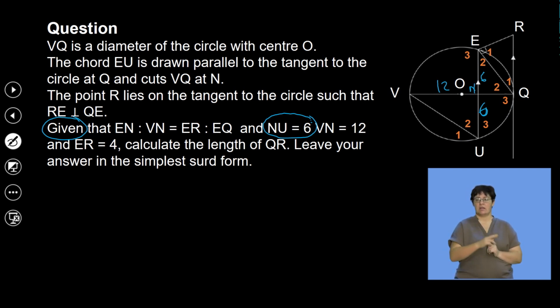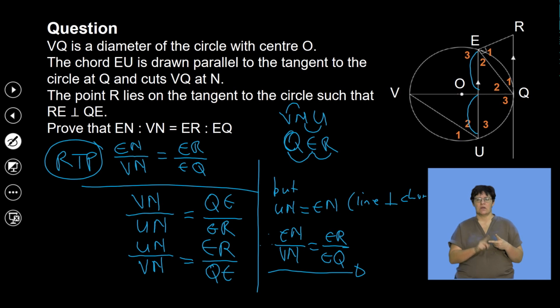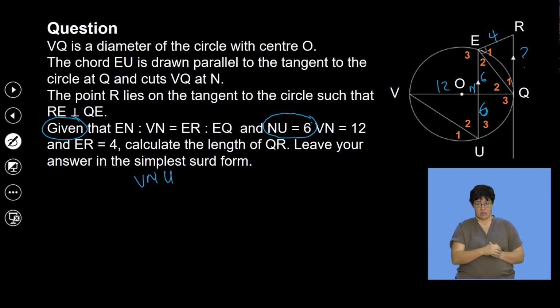And ER is 4 units, so my ER is 4 units. What do they want? We need to calculate the length of QR, so I want to find this length here. So I'm going to go back and look at the ratios that I've spoken about. Remember the triangles that we spoke about were VNU and QER, with the angle at V.